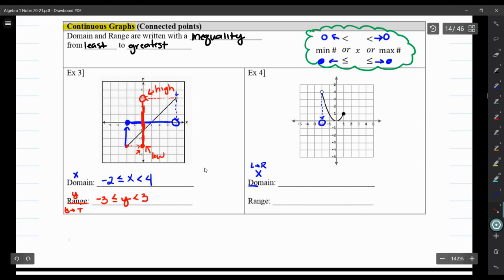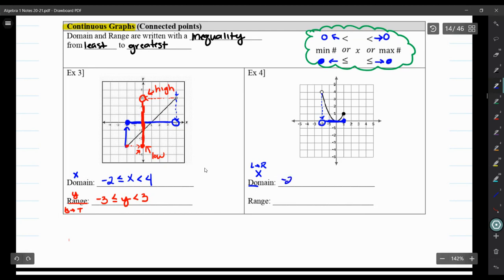Then my furthest right point, if I follow this graph all the way to the right, I stop here. And that's a solid point. So I'm going to drop that solid point down to the x-axis and shade everything in between. So let's write this compound inequality.